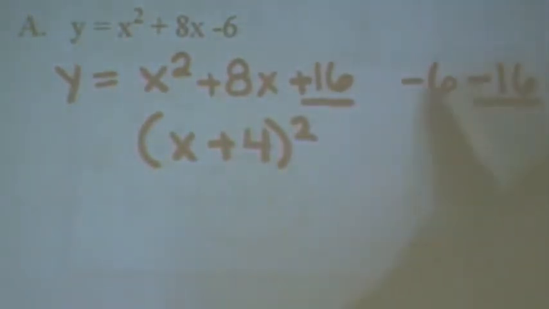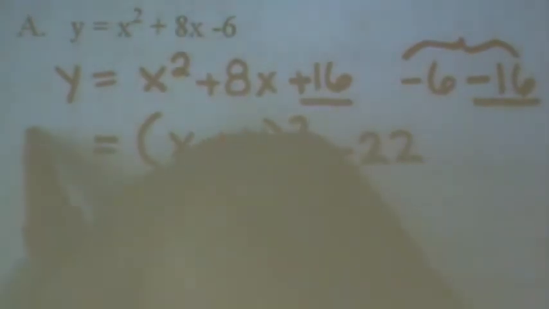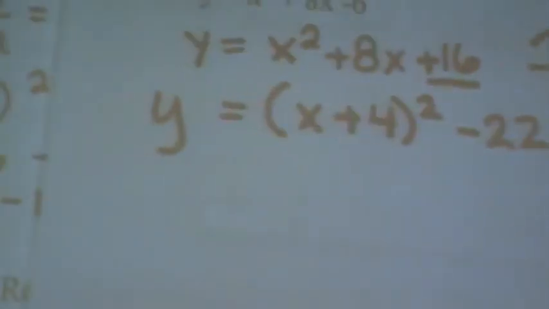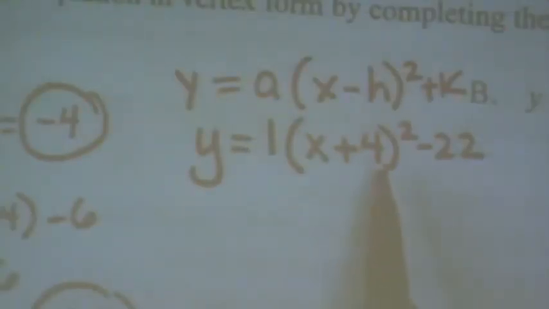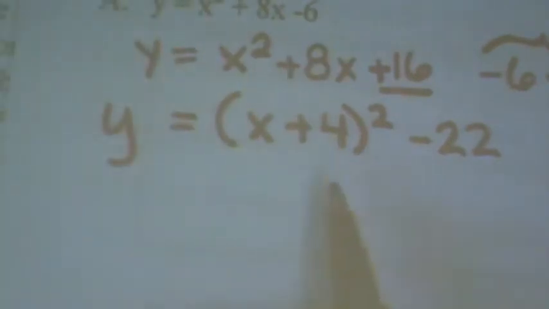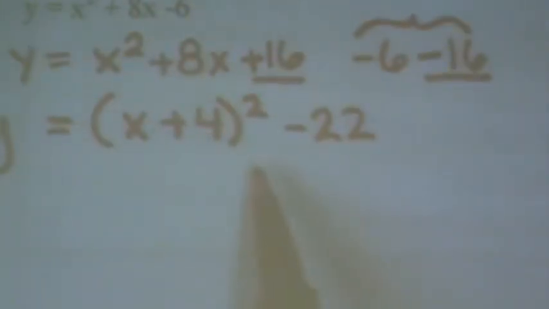And now add these two up. What do you get when you add these two? -22. Now watch. How did we do it a minute ago? We found the axis of symmetry, and we found the vertex. Now look at what we did when we completed the square. It's the same answer. Okay?